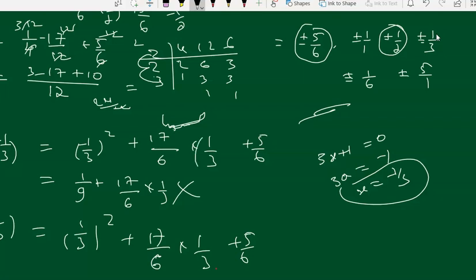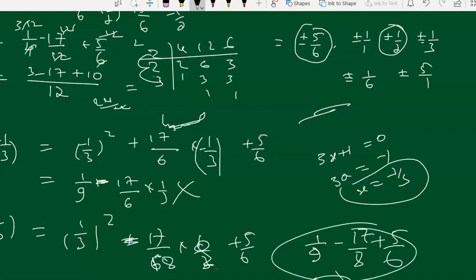So this is minus 1 by 3 we are supposed to take. So it will become minus 17 into 1 by 6 into 3, that becomes minus 17 by 18, and plus 5 by 6. So then you will get 1 by 3 squared means 1 by 9, 1 by 9 minus 17 by 18 plus 5 by 6. You resolve it, it will become 0. Compulsorily, definitely you will get 0 here.